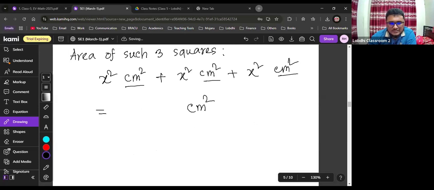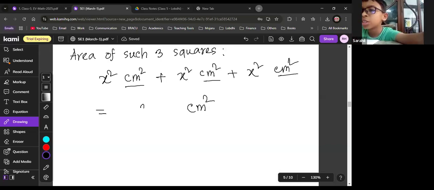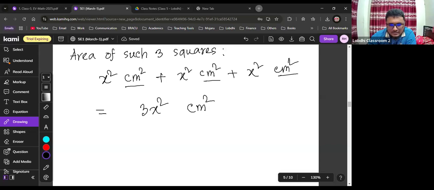What will be the change here? x square 1, x square another 1, that means 2, another x square. That means how many x square are there? How many x square? 3x square. Very good. So 3x square centimeter square, or you can write like this, 3x square centimeter.